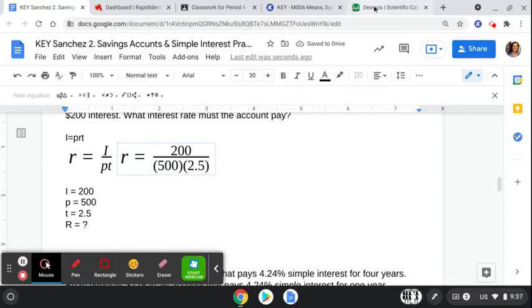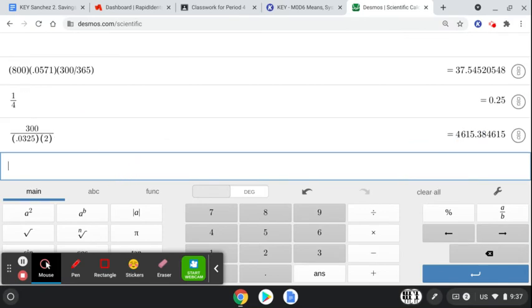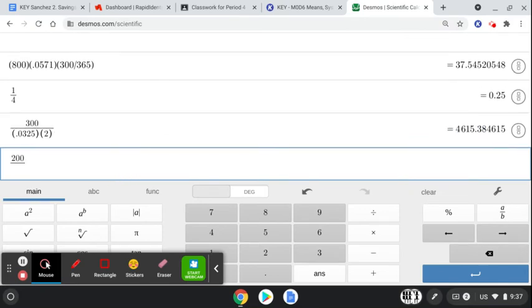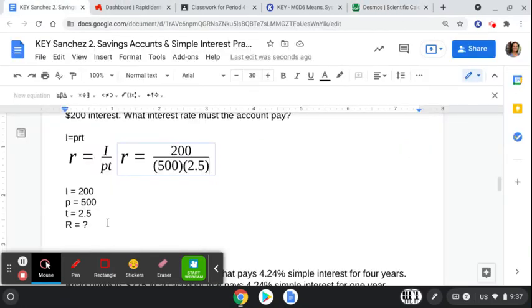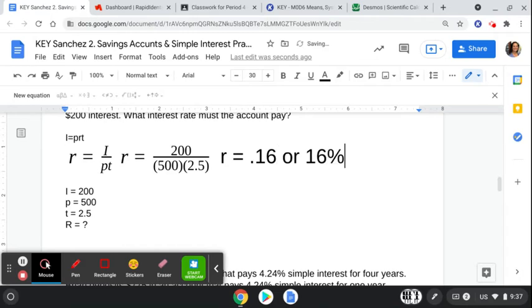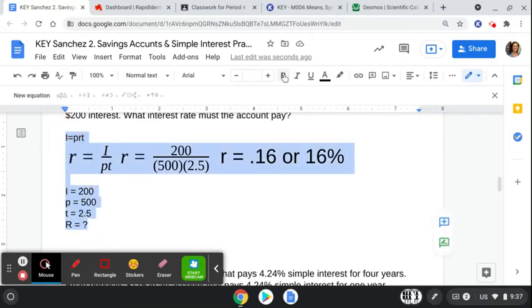So going to plug this into Desmos, 200 divided by 500 times 2.5, equals 0.16 or 16%, because we want to give the rate in a percent. How'd you do on that one? Moving things around so that we can get that rate.